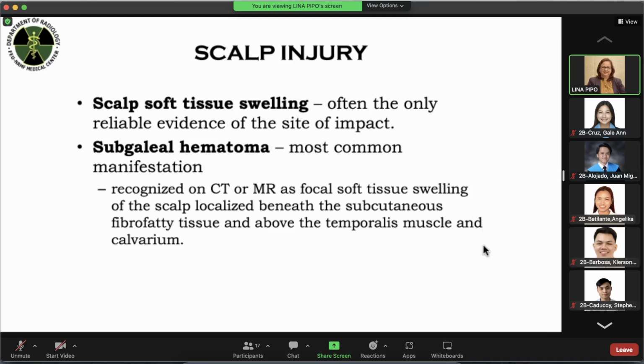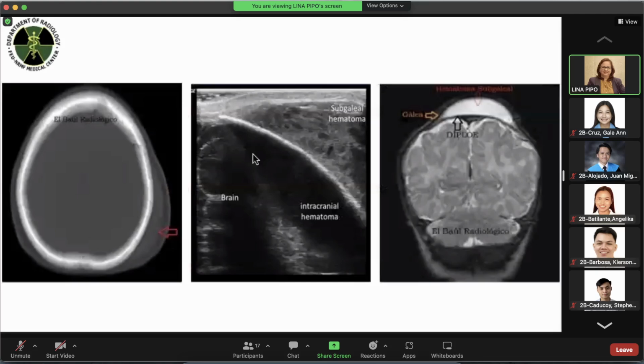And then subgaleal hematoma is the most common manifestation. It is recognized on CT or MRI as focal soft tissue swelling of the scalp, localized beneath the subcutaneous fibrofatty tissue and above the temporalis muscle and the calvarium. So here's an example of soft tissue swelling in the left frontal region. Most probably, if we are looking for a fracture, if there is a fracture, it will be in this area, because this is our evidence that this is the site of impaction.